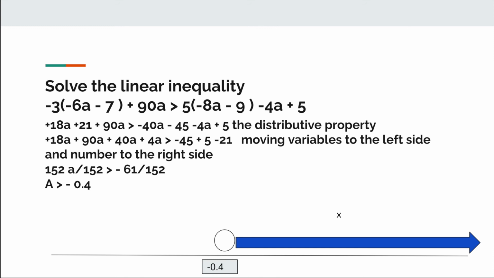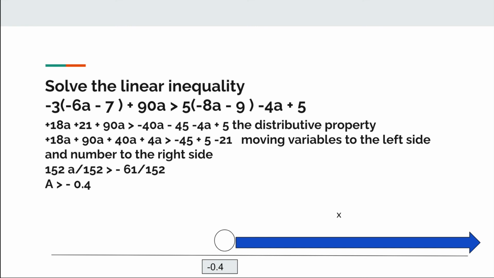What about negative 45? It was on the right of my greater than inequality sign, so it stays on the right, so I didn't change it. I just dropped it down. Plus 5 is the same thing. It was on the right and it's on the right. I didn't change the sign. I only changed the sign of positive 21. Why? Because it was on the left and now it's on the right. That's why I changed it to negative.